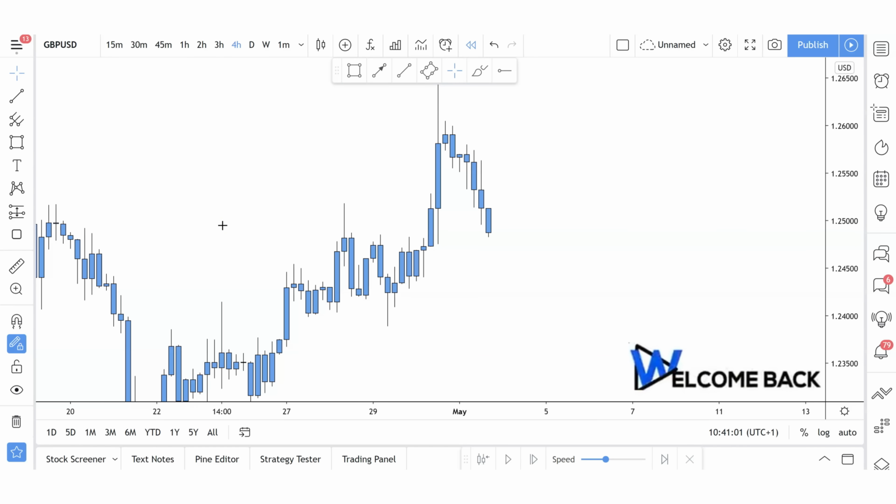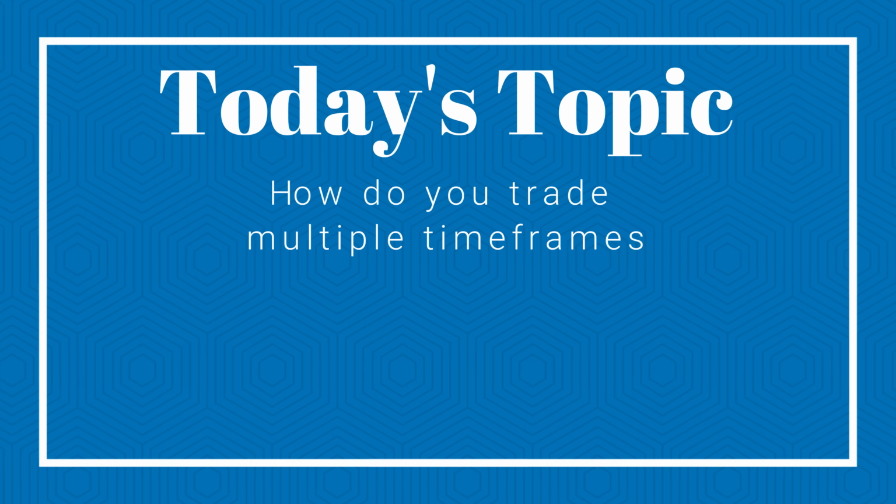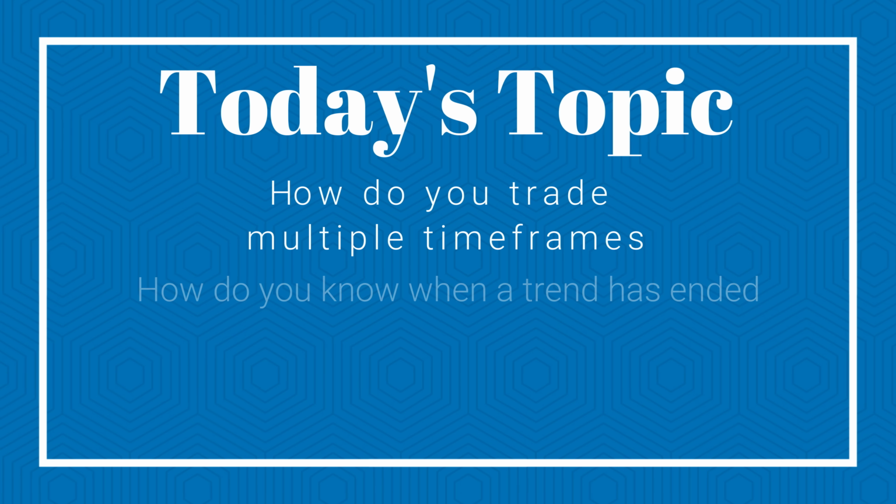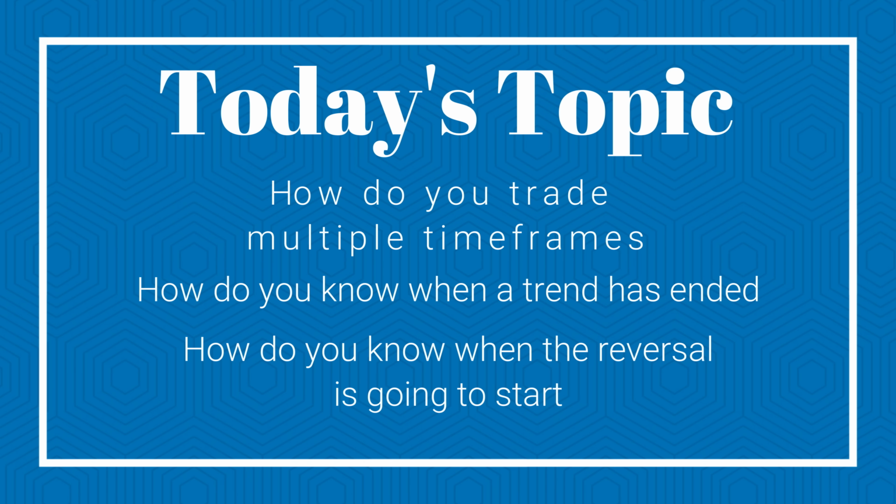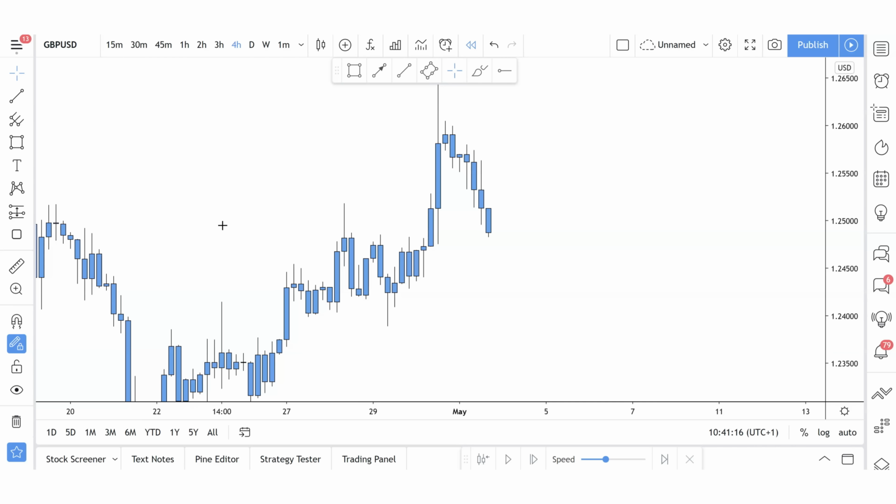So for today's lesson, it's gonna be a banger. Now, a lot of you have been asking me, how do you trade multiple time frames? How do you know when a trend has ended? How do you know when the reversal is gonna start? So I thought instead of doing one time frame today, I'm gonna use two, and that would be the 4 hour and 50 minutes. So looking forward to it, and I hope you are.